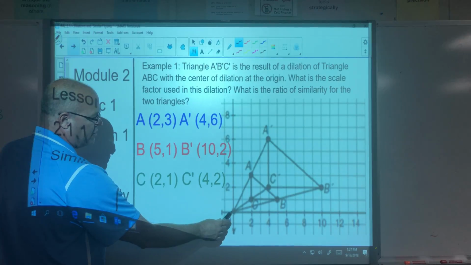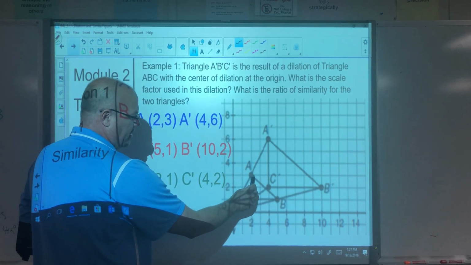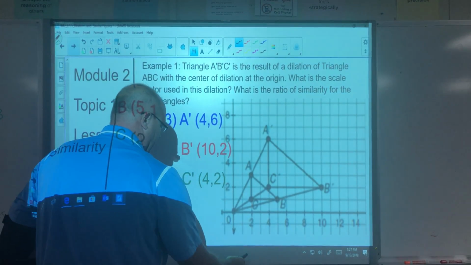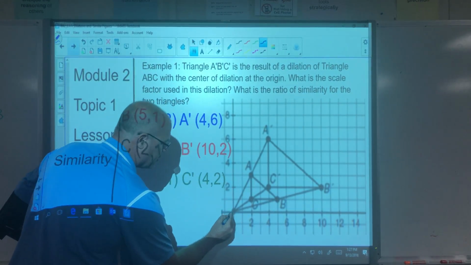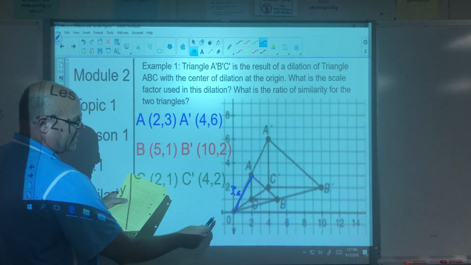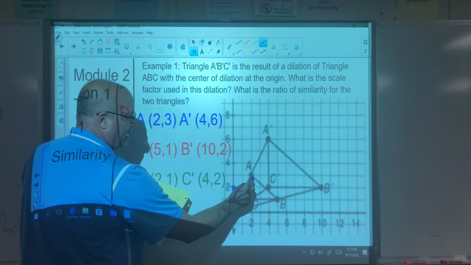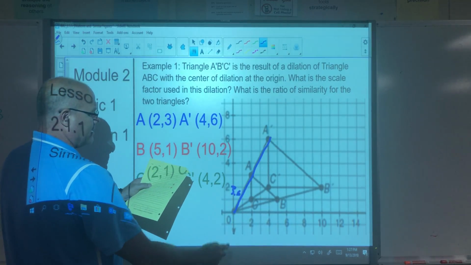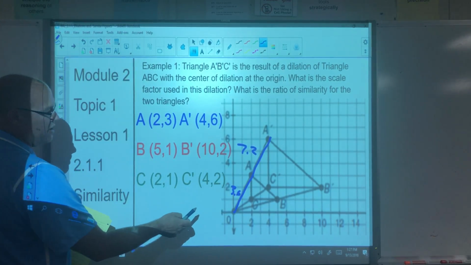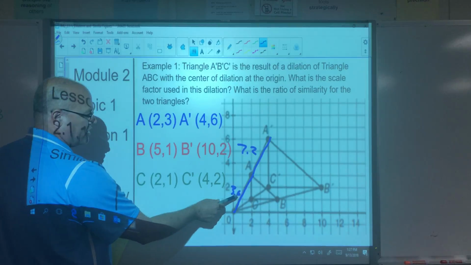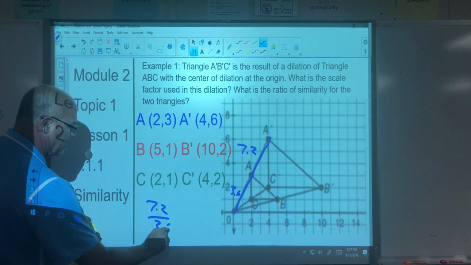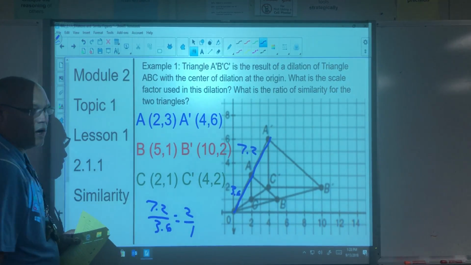Okay. Now we can see it in the figure. Here's my center of dilation. The distance from here to A, I wrote it down, is 3.6. So if I go from the origin to A, that distance is 3.6. As I went from the origin all the way to A', that's going to be 7.2. So you can also see the ratio of similarity here, or the scale factor as well. 7.2 to 3.6. 7.2 divided by 3.6 gets me 2 to 1.